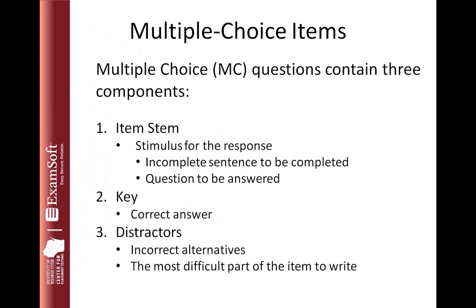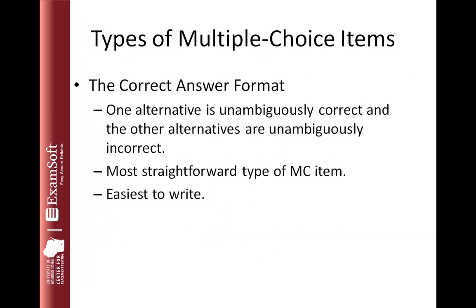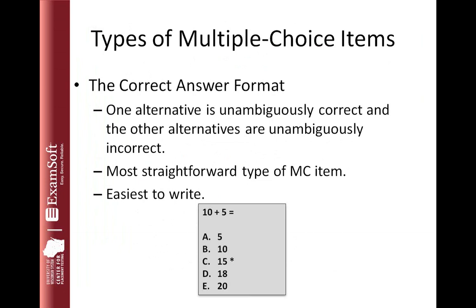There are many different types of multiple choice items, and today we're just going to talk about a few of the most common ones, and then we'll move into giving some guidelines for writing them. Okay. The most traditional type of multiple choice items is the correct answer format, where one alternative is unambiguously correct and the others are unambiguously incorrect. It's a very straightforward type of multiple choice item, and therefore it's usually the easiest to write. So for example, this question only has 1 correct answer. 10 plus 5 is only 15, and the rest of the options are incorrect.